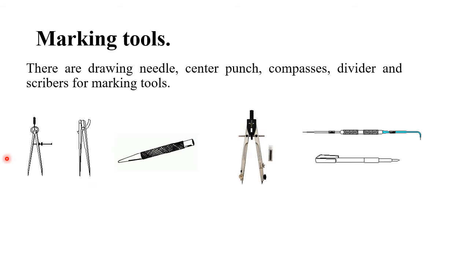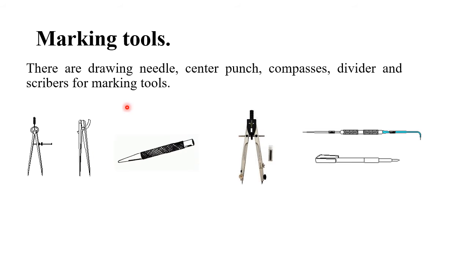This is a divider, which is somewhat similar to, but not exactly the same as, the compass. The difference is that the compass has a place to put a pencil, but the divider does not. The divider is used to take a measurement and report it somewhere else.